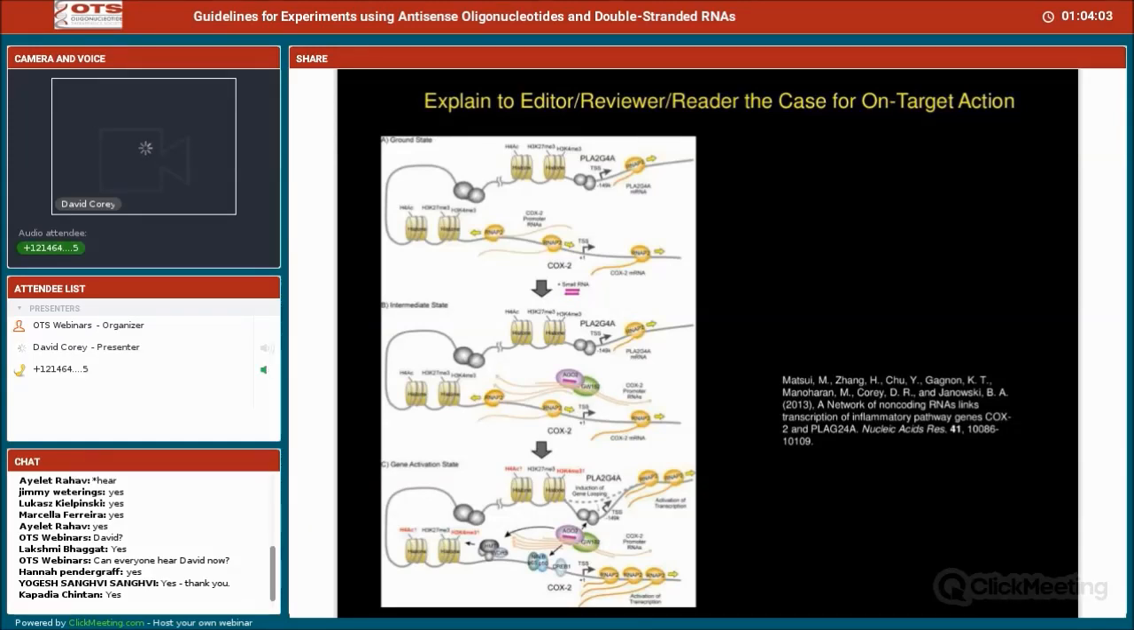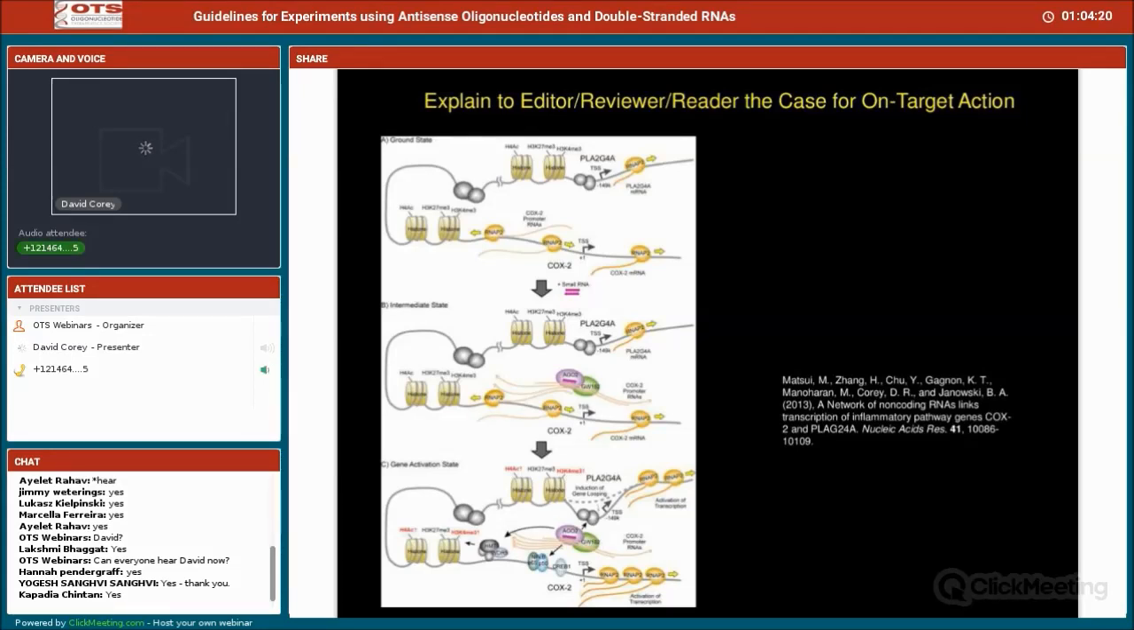Okay, so you've done all your controls. What then? Well, one other thing that I would propose as a minimum that people in this field should do is actually explain to the reader what your controls are.